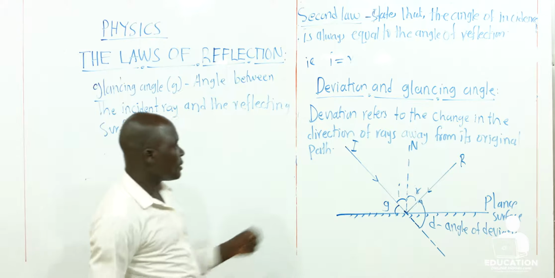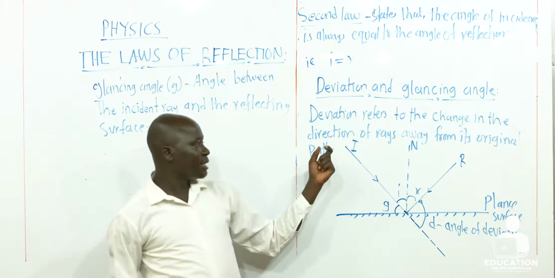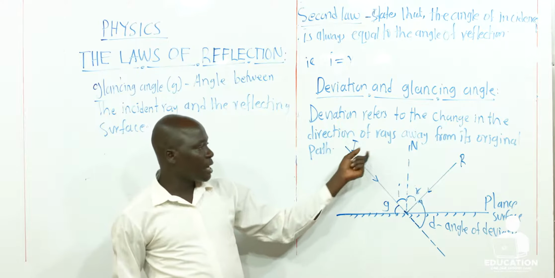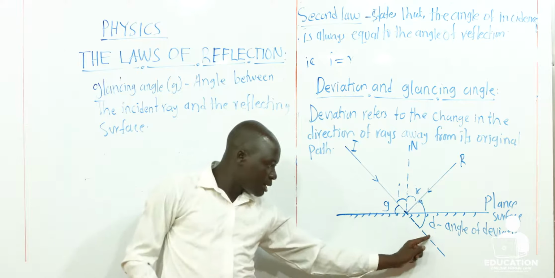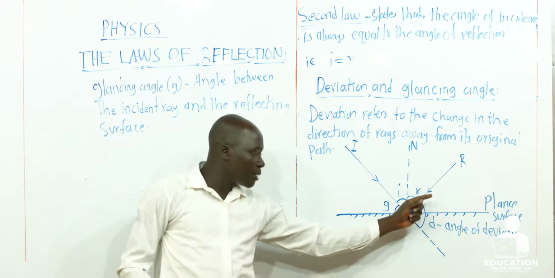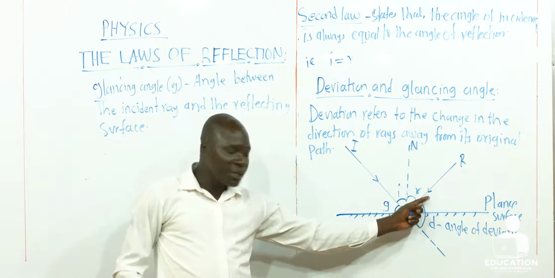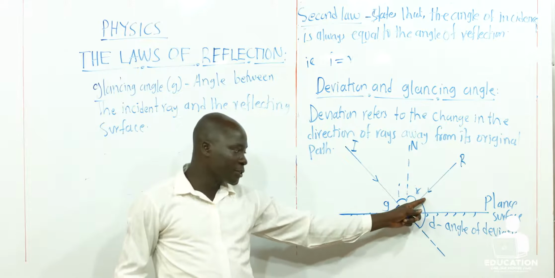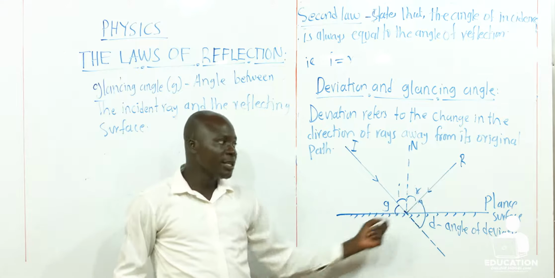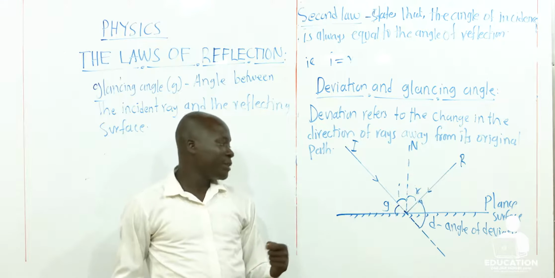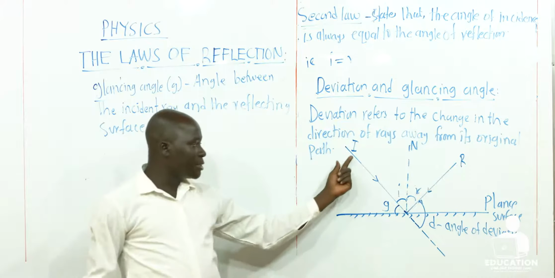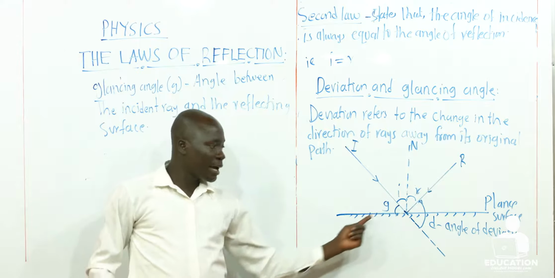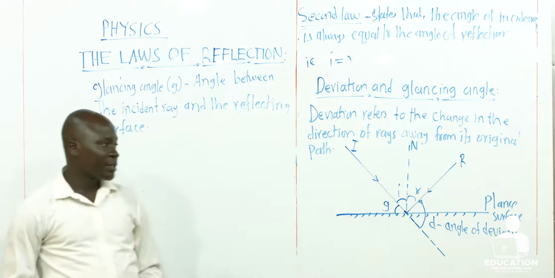So dear learners, we said deviation is the change in the direction of rays away from its original path. So this is the original path, but when it changes the direction from the original path, that displacement, we call it the deviation, and the angle which is displaced is called the angle of deviation. Then glancing angle is that angle which is found between the incident ray and the reflecting surface.